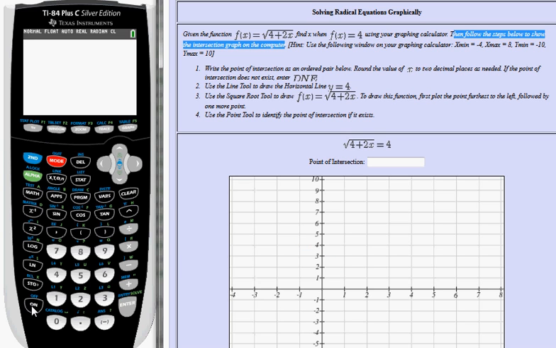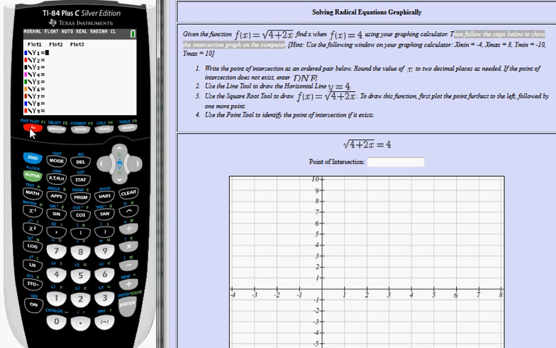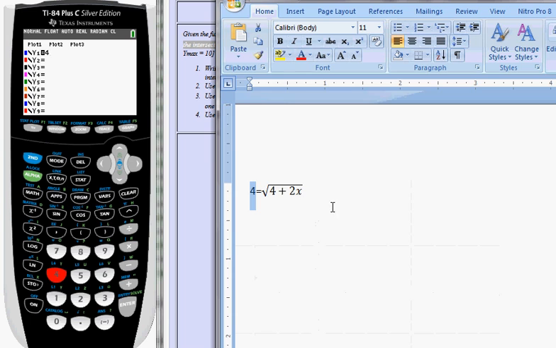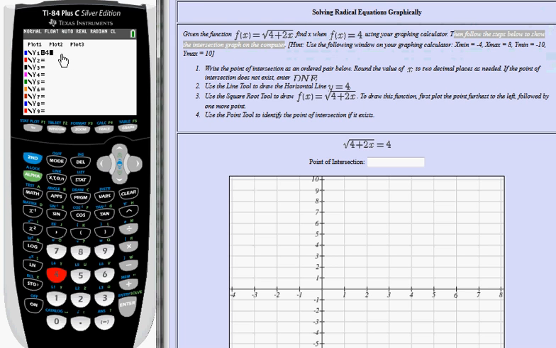So turn your calculator on. To type an equation, you go to y equals. Since the left-hand side of my equation was 4, at least the way I wrote it on the left, I'm going to type 4 into the y equals. That's going to give us a horizontal line through 4. The other equation, I'm going to go down or press enter.